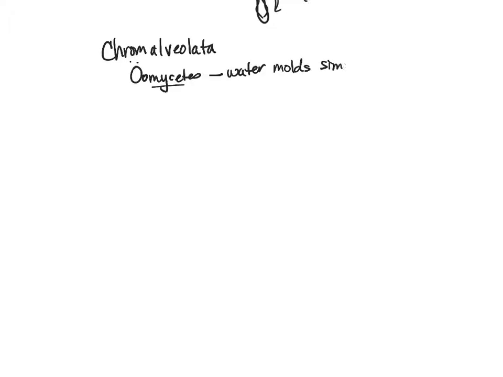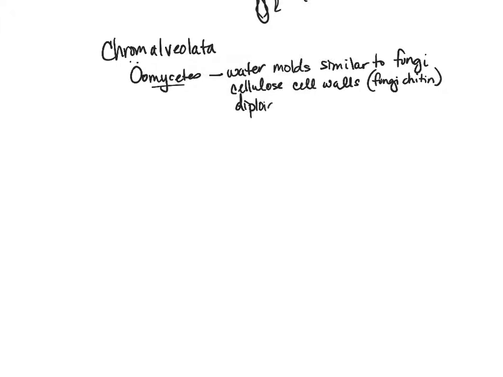They are similar to fungi, and they have cell walls that are made of cellulose, versus fungi, which, remember, have chitin. They are generally diploid, whereas fungi are generally haploid. Similar to fungi, the term has myke in it, like mycelium, related to fungi, but slightly different, and these are water molds.